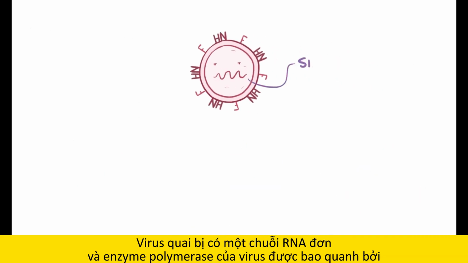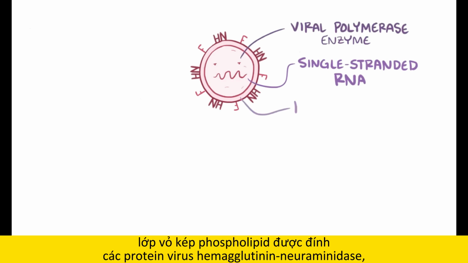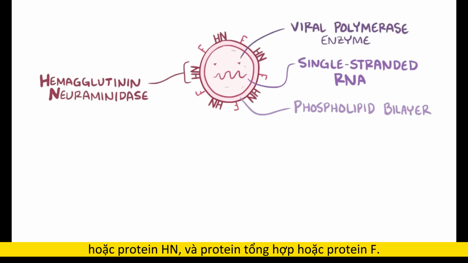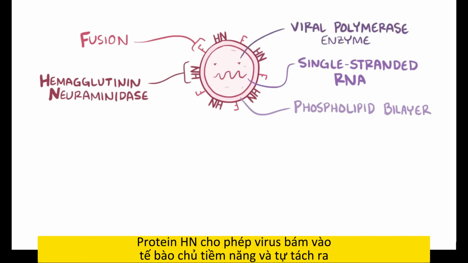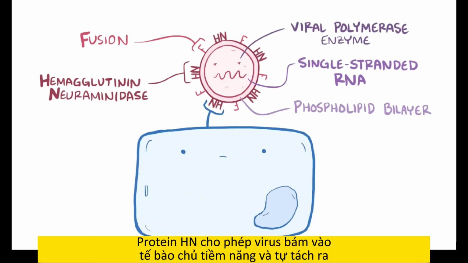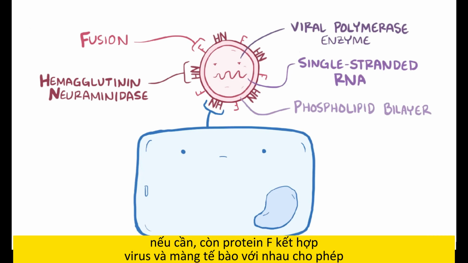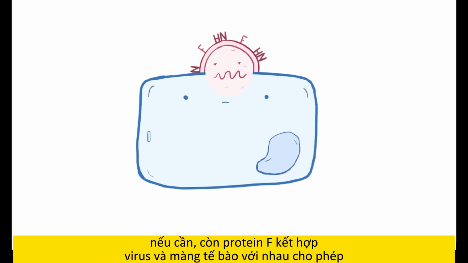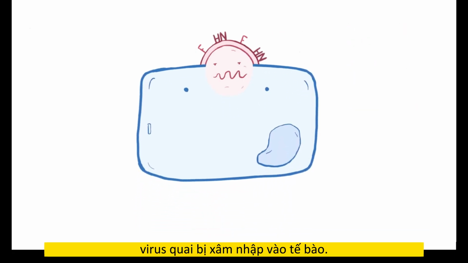The mumps virus has a single strand of RNA and a viral polymerase enzyme surrounded by a phospholipid bilayer envelope studded with the viral proteins hemagglutinin neuraminidase, or HN protein, and fusion, or F protein. The HN protein allows the virus to stick to a potential host cell and cut itself loose if necessary. And the F protein fuses the viral and cell membranes together, allowing the mumps virus to enter the cell.